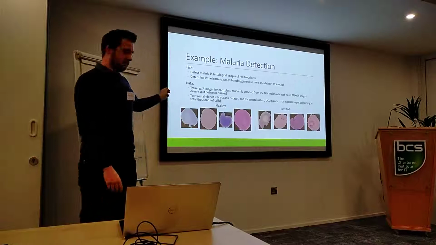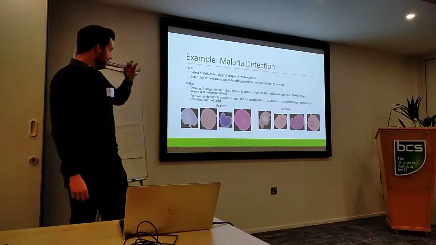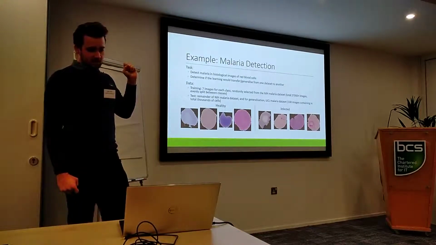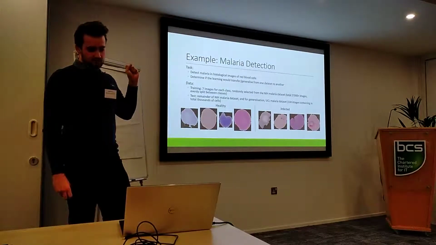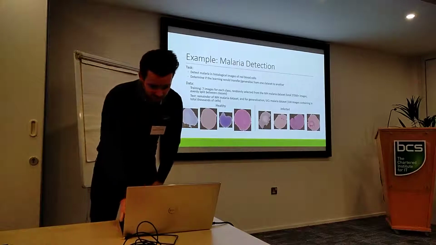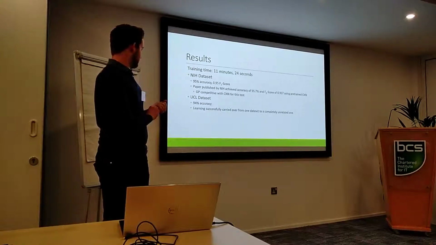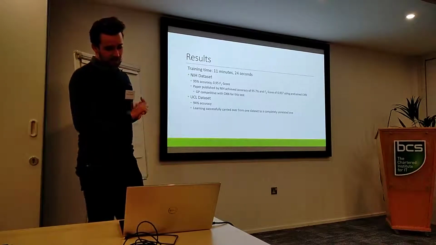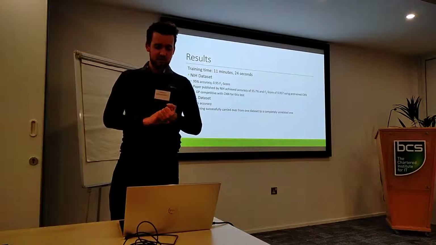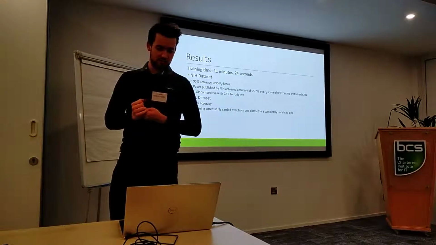You can see here we've got some examples of healthy red blood cells and some examples of infected ones. The task is to detect malaria in histological images. The data set we took from a similar paper by the NIH, 27,000 images. We used 7 for each class, and in just 11 minutes and 24 seconds we produced a classifier with 95% accuracy, 0.95 F1 score. The NIH paper achieved an accuracy of 95.7 and an F1 score of 0.957. So we're getting pretty close to the same accuracy as their pre-trained convolutional neural network.